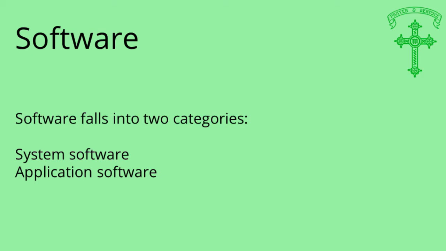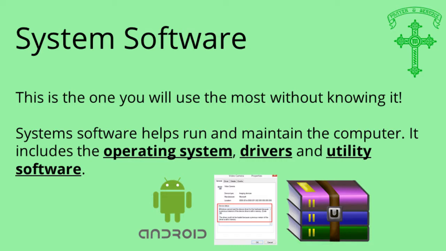We'll have a quick look at system software. So this is the one you will use the most without ever thinking about it. So if you have a phone, which I presume you do, the chances are you'll either use Android or iOS. That's called an operating system. Drivers are little bits of code that, again, perform a specific task.